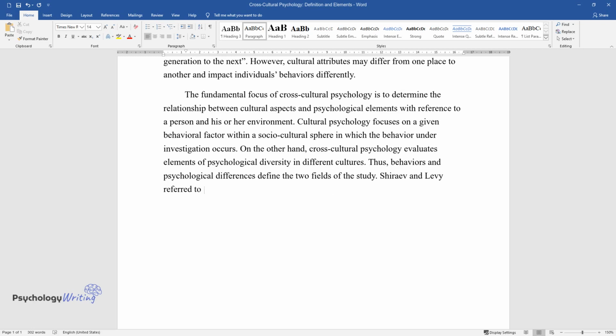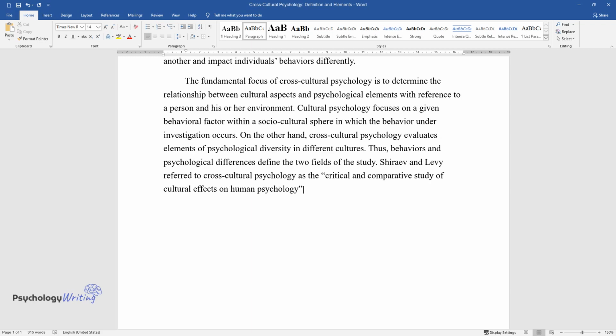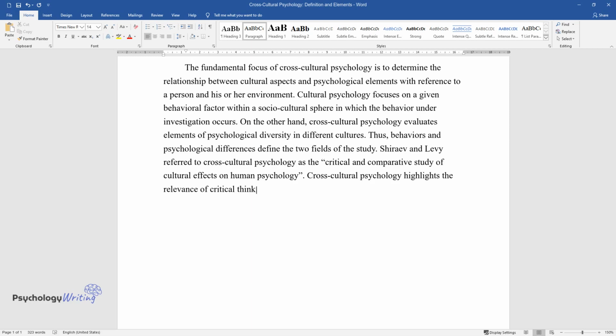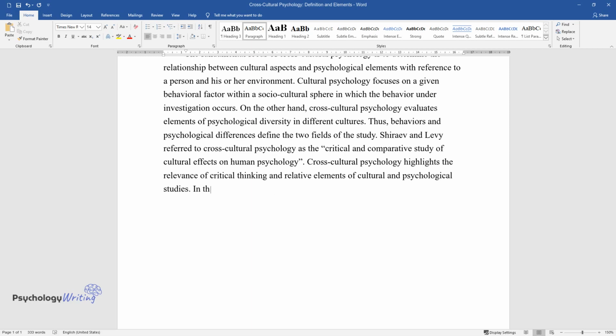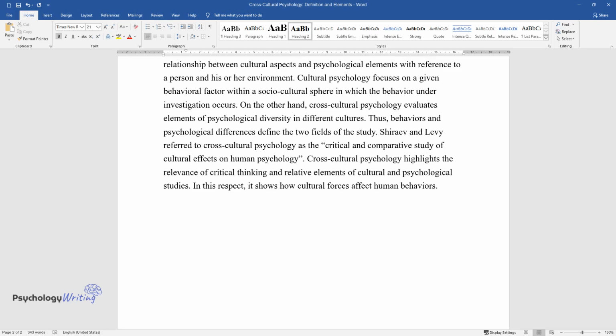Shiraev and Levy referred to cross-cultural psychology as the critical and comparative study of cultural effects on human psychology. Cross-cultural psychology highlights the relevance of critical thinking and relative elements of cultural and psychological studies. In this respect, it shows how cultural forces affect human behaviors.